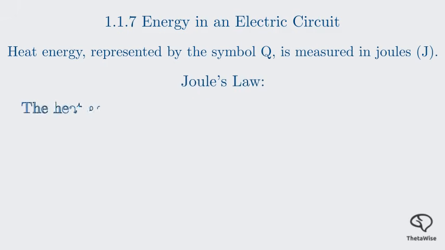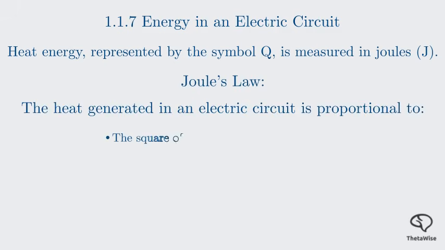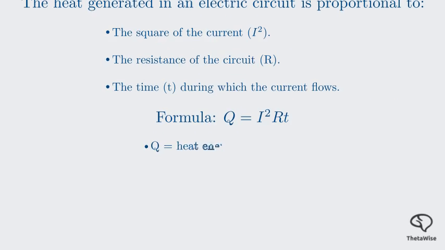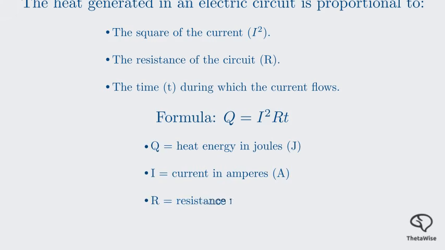Joule's law states that the heat generated in a circuit is proportional to 3 things: the square of the current, the resistance of the circuit, and the time during which the current flows. In formula form, Joule's law is Q equals I squared RT. Heat energy Q is in joules, J, current I is in amperes, A, resistance R is in ohms, Ω, and time T must be in seconds, S.